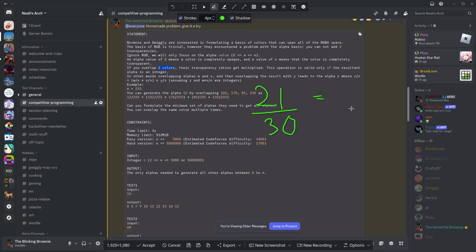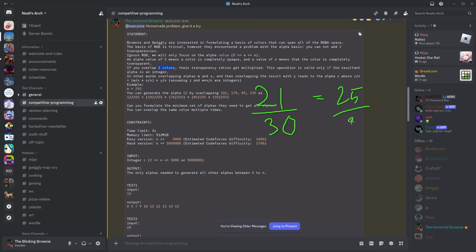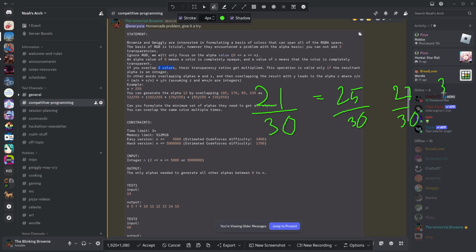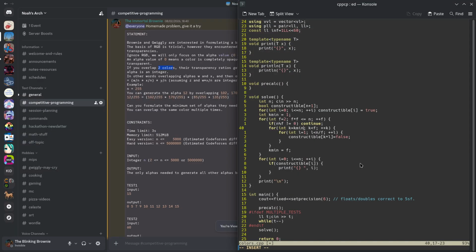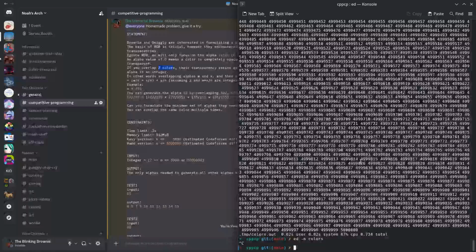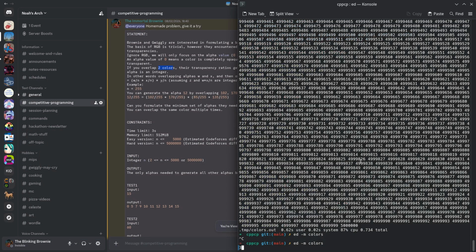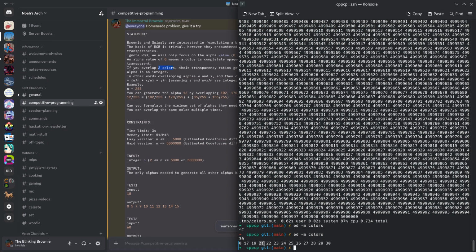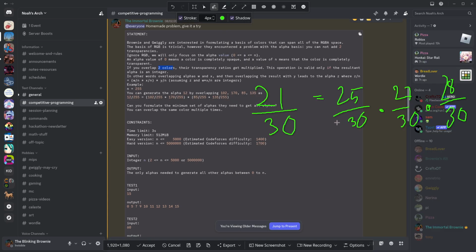You can generate it as 25 by 30, 27 by 30, and 28 by 30. And this is simply impossible to do with 2 colors. You can see that the solution says that 21 is needed to be in the basis, but you can generate it with 3 colors. So if you allow more than 2 colors, how do you optimize that? You might want to think about that.